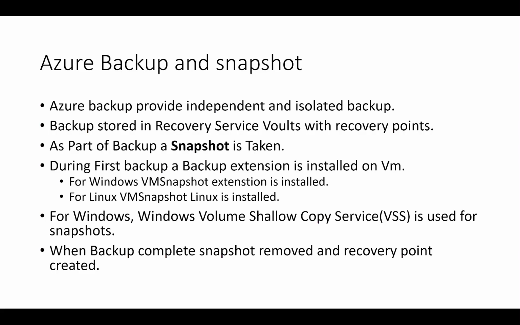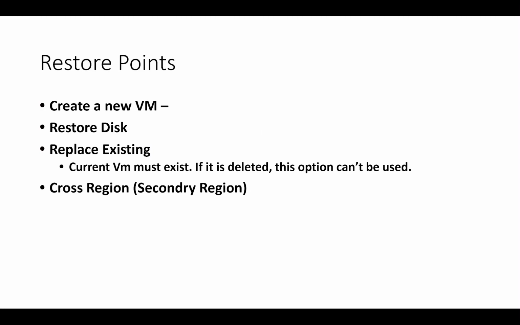Whenever you create a snapshot, you have 4 options to restore it. Either you can create a new VM from this operating system backup disk or snapshot disk, or you can restore the disk directly or replace the existing disk, and for cross region you have to go with another option.